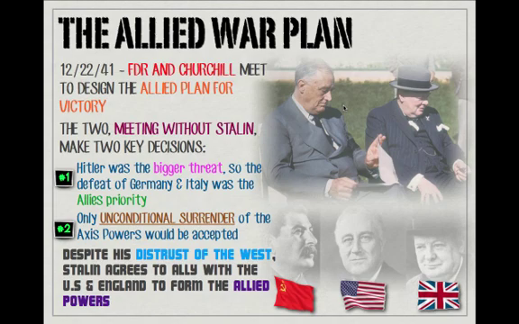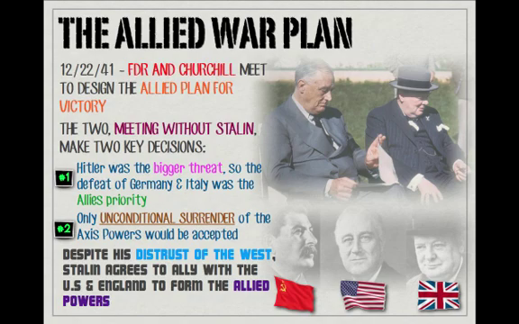So the Allied War Plan. December 22nd, 1941, just a few weeks after the bombing of Pearl Harbor, FDR and Churchill meet to design the Allied plan for victory. So they have to discuss, where are they going to send troops? Where is the fighting going to start? They were meeting without Stalin, and they made two key decisions. One, they felt Hitler was the bigger threat, so the defeat of Germany and Italy was the Allies' top priority. And number two, only an unconditional surrender from the Axis powers would be accepted.